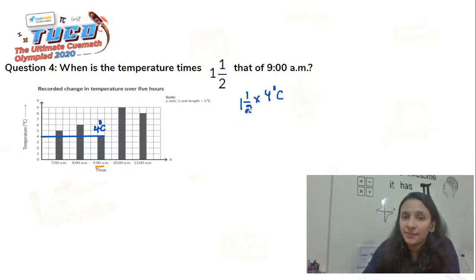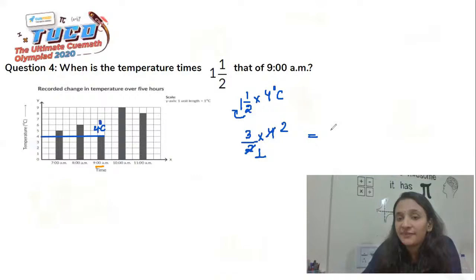Now this is a mixed fraction. We need to convert that into an improper fraction. So how do we do that? We multiply this denominator with this number 1, which is 2 times 1 is 2. We add the product to the numerator, that is 2 plus 1 is 3, keeping the denominator the same, 3 over 2. Now 2 ones are 2, 2 twos are 4. So we are left with 3 times 2, which is 6 degrees Celsius.